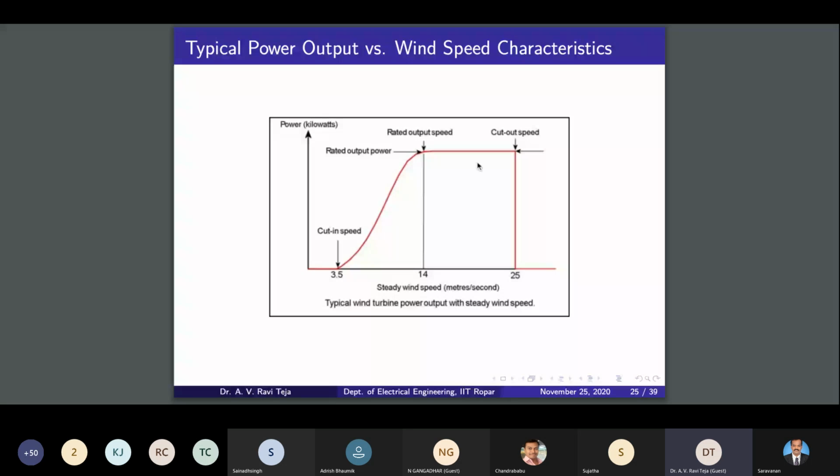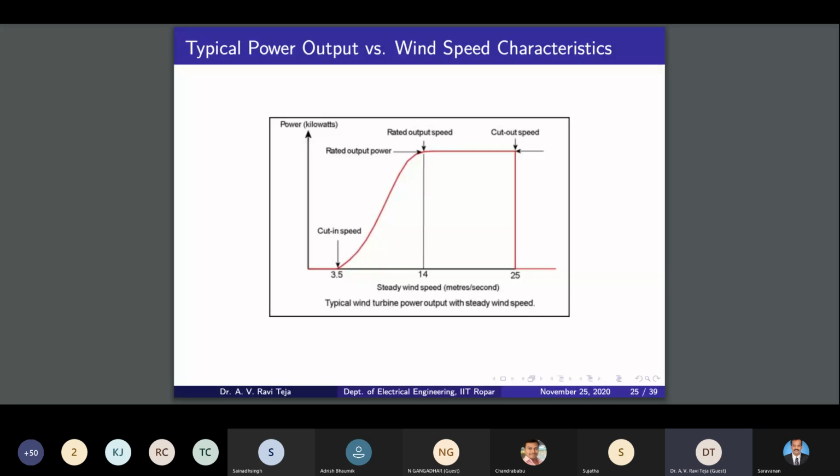So if I see this, typically any wind power generation system looks like this. You generate no power until a certain wind speed. Why do you generate no power even if there is wind speed available? Because whatever power is going in is not finally going to the load or the grid. Why? Because there are efficiencies and losses in every stage of the wind power generation system.